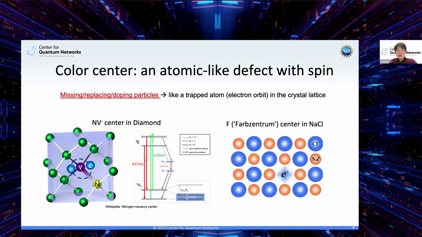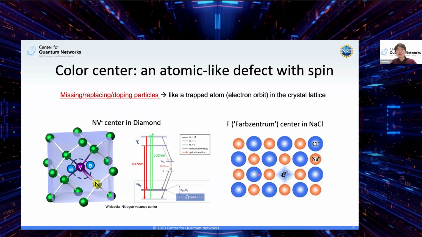In size, those color centers are quite different from quantum dots, because the color center is more tiny. They are just created by missing, replacing, or doping particles in your original host crystals. So it's like a trapped atom inside one crystal lattice. Here I'm showing the nitrogen vacancy center in the diamond structure.